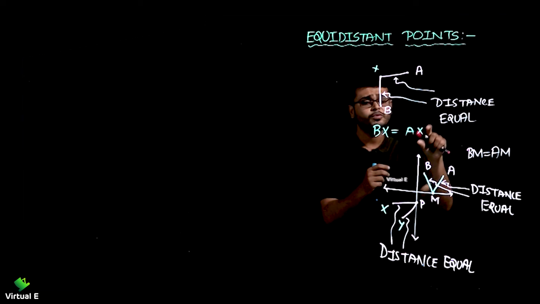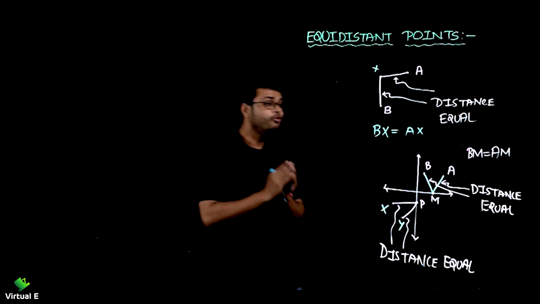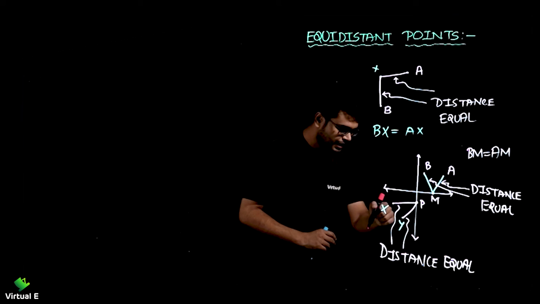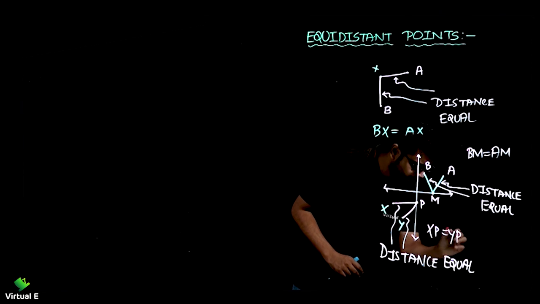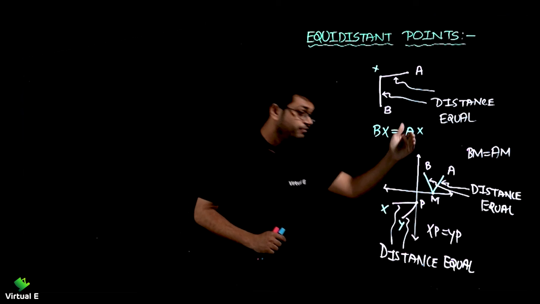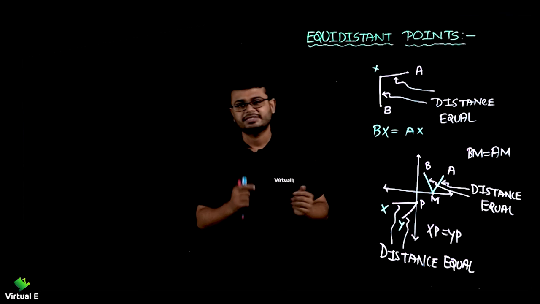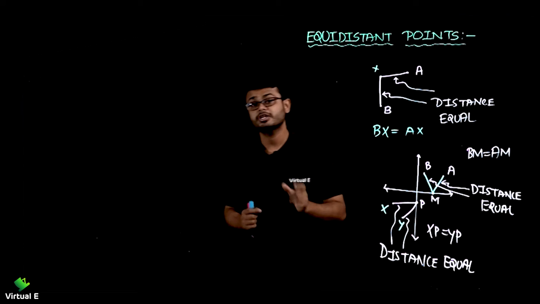Remember, this equation you need to form on your own. It is not given in the question. Let's do this one. Here it will be XP is equal to YP, where this point P is on the y-axis and this point M is on the x-axis. Remember, so this is the concept of equidistant points.